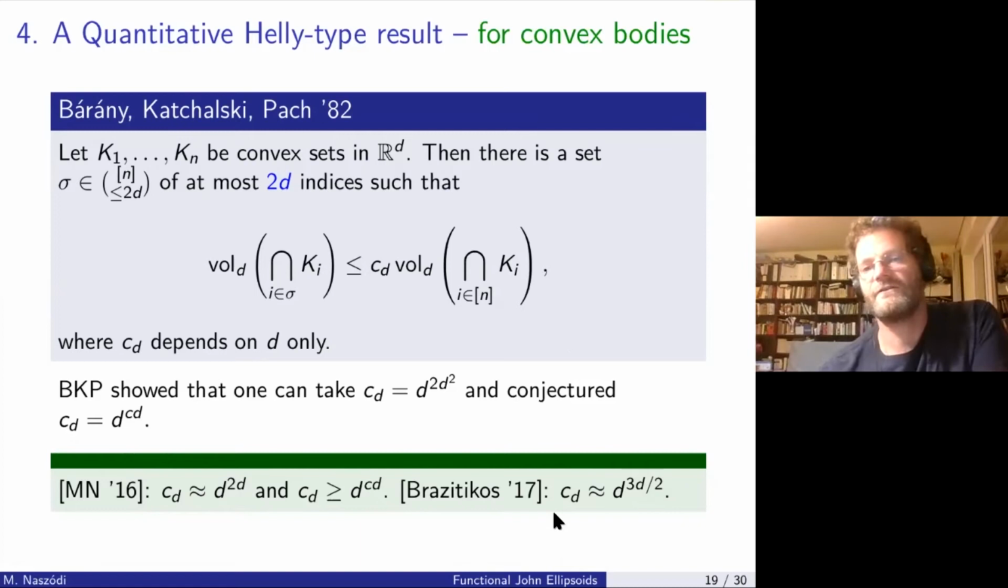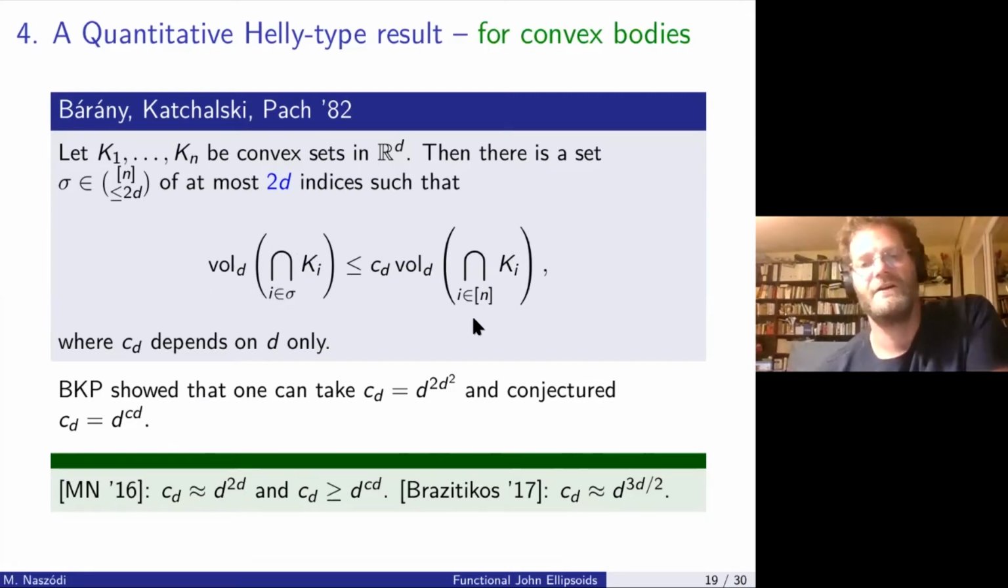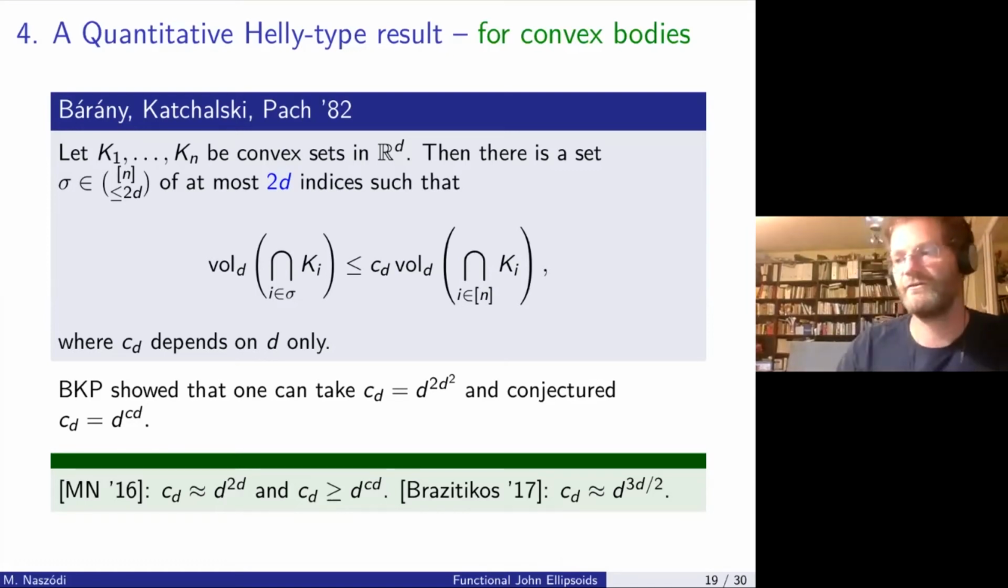And then Brazitikos, building on that proof, improved it. He used a very nice idea and pushed this exponent, this constant 2, down to 3/2. The point is, for now, you can forget these quantitative bounds. I have a finite family of convex sets. I can select 2d of them, such that the volume of the intersection of those 2d sets is, up to a constant factor depending on the dimension only, close to the volume of the intersection of all the sets.